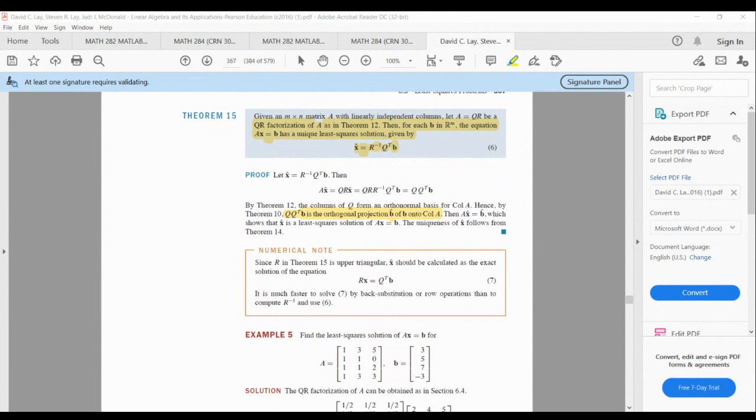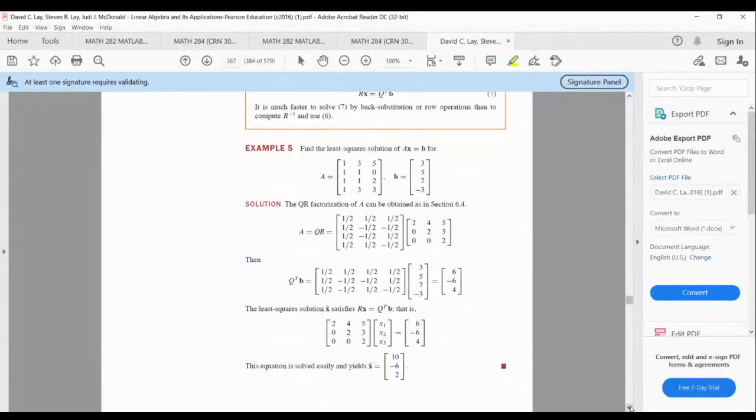So now that shows that A times x hat equals b hat. So this is just another way to find a least squares solution. They do an example down here. Are there any questions before we move on? All right, very good.